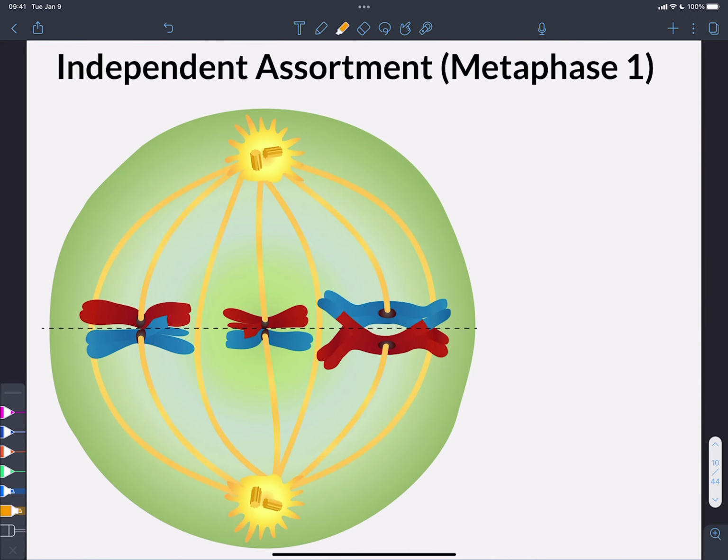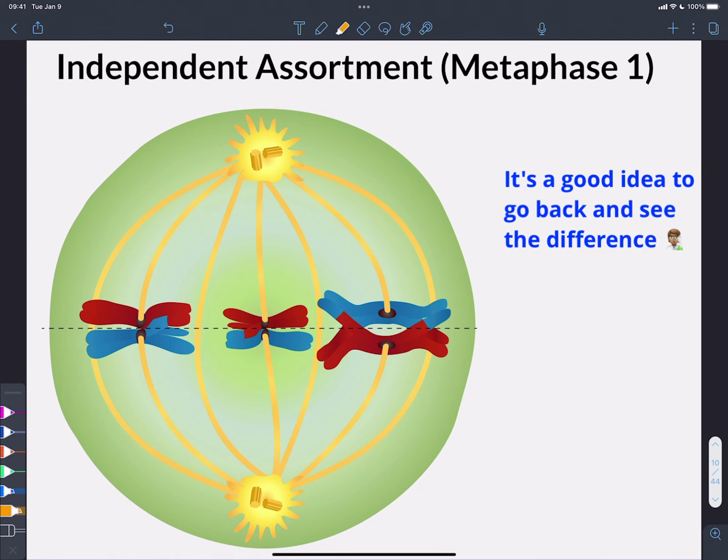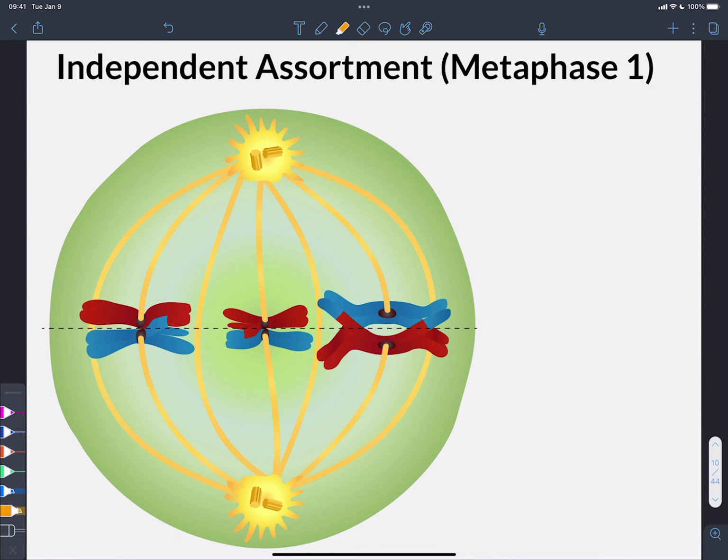The other major difference is what happens during metaphase 1. In metaphase 1 of meiosis, the homologous pairs, which have just engaged in crossing over, wind up lining up at the metaphase plate, still attached to each other. This is different than what it looked like in mitosis, and you're welcome to go back and take a look at that if you want to see the difference. But this leads to what's known as independent assortment of homologous pairs during metaphase 1, which is going to be important later on when we talk about Mendelian genetics. So keep it in the back of your mind.